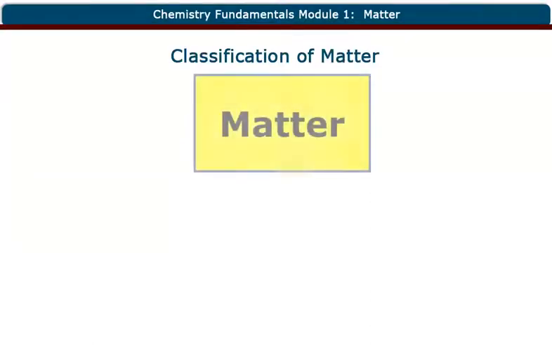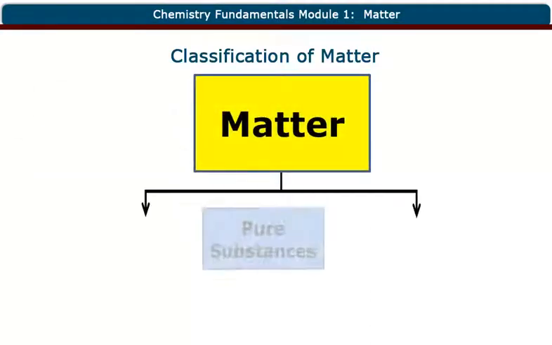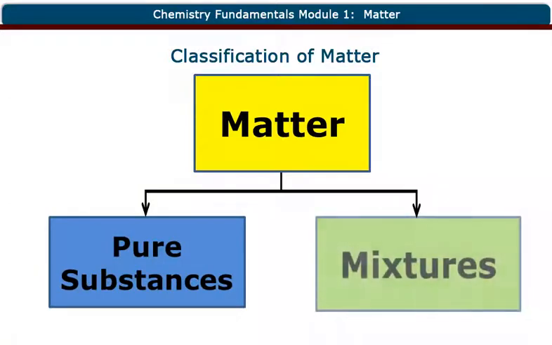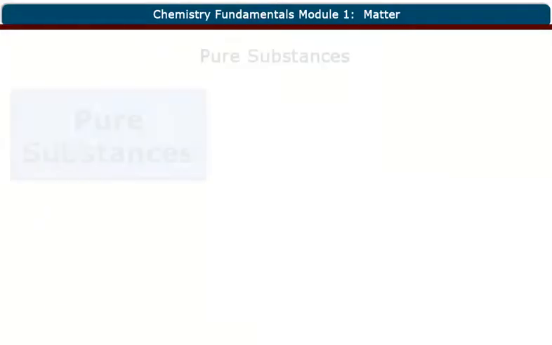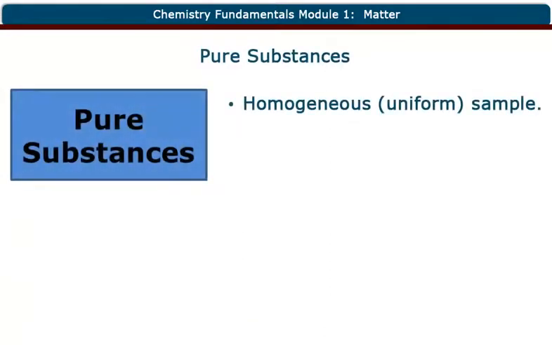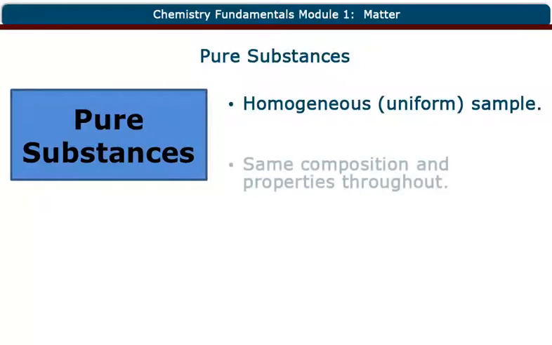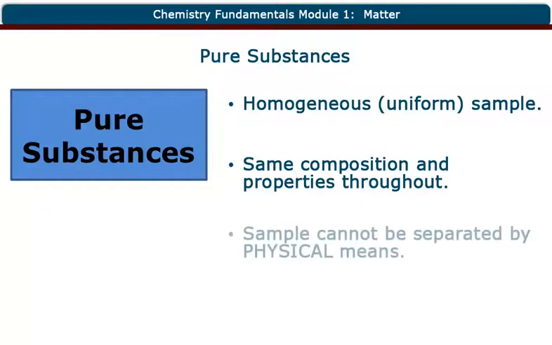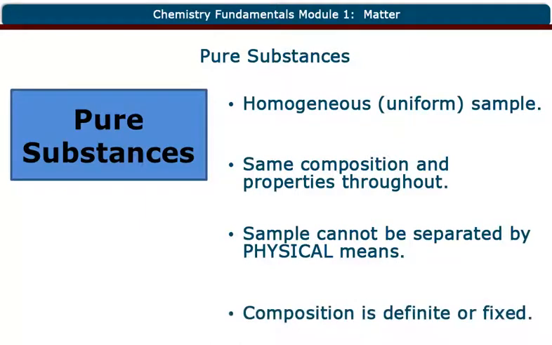All matter can be classified as either a pure substance or a mixture. Pure substances are homogeneous, meaning they appear uniform in appearance and composition, no matter how small the sample size. Pure substances have the same composition and properties throughout. A sample of a pure substance cannot be separated by physical means, and the composition of a pure substance is definite or fixed.